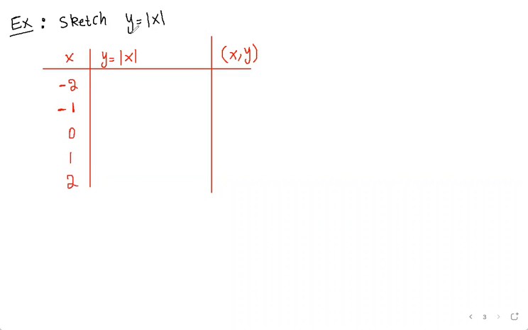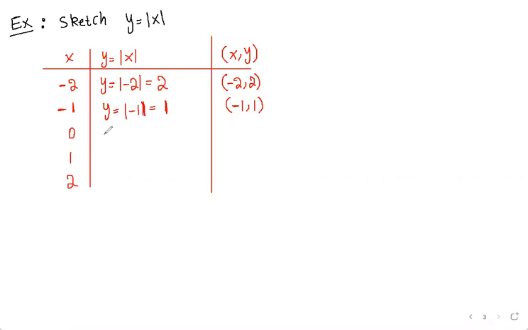-2. Plug it inside the equation. So y equals the absolute value of -2. What's the absolute value of -2? +2. So the point is -2, 2. For -1, you plug it again, so you turn it from negative to positive. So I get y equals the absolute value of -1. It is again changing the negative to positive, giving me 1. So the point is -1, 1.